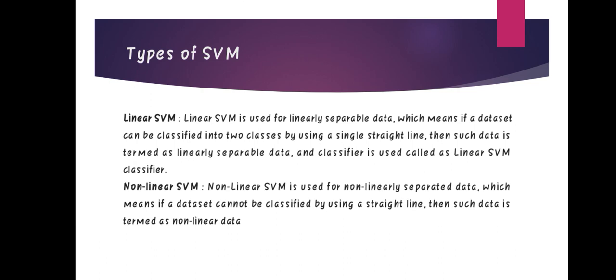Linear SVM is used for linearly separable data, which means if a dataset can be classified into two classes by using a single straight line, then such data is termed linearly separable data, and the classifier used is called a linear SVM classifier. Nonlinear SVM is used for non-linearly separable data, which means if a dataset cannot be classified by using a straight line, then such data is termed nonlinear data.